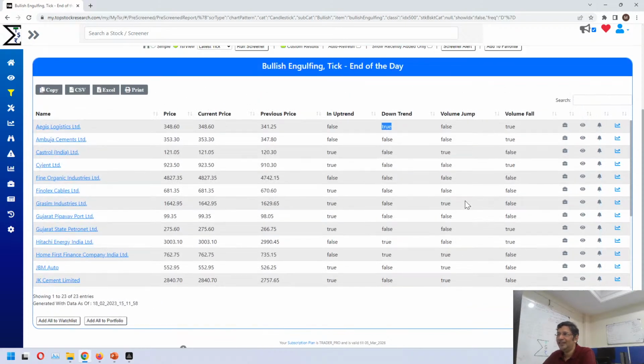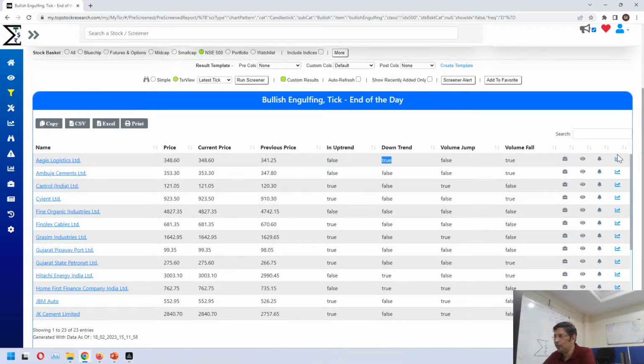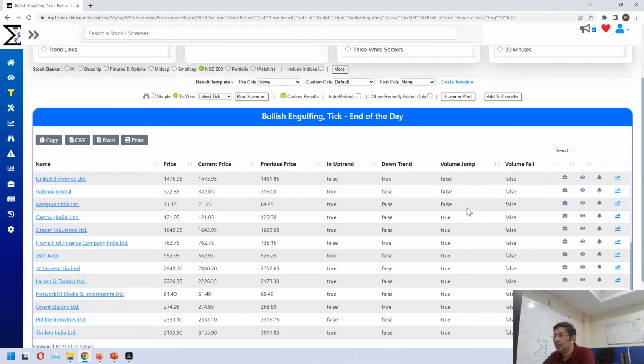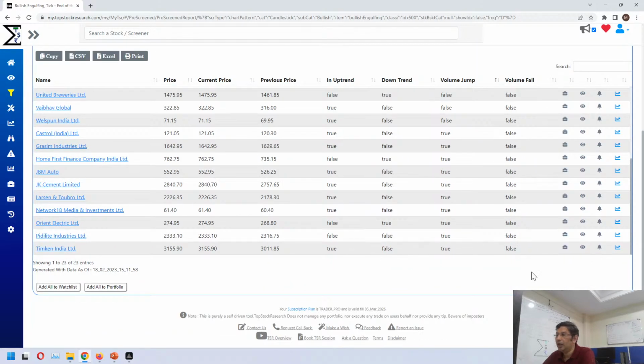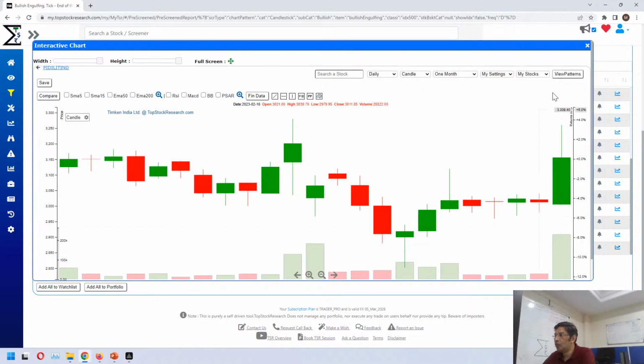So this is a screener. It will not only give you the patterns, but it will also give you a brief idea about where it is formed, where the volume is up or low. So if you just want to see whether it is with volume jump, there's hardly any. Okay, so the bottom ones are with volume jump. If you see Timken, you see that engulfing is formed with long volume, right?